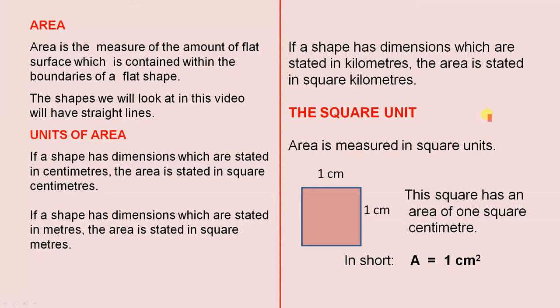The square unit. Area is measured in square units. So let's have a look at this square which has a length of 1 centimetre and a width of 1 centimetre, and the other two sides are the same. This square has an area of 1 square centimetre. In short, A equals 1 cm², and that's how you write 1 square centimetre in the shortened form.